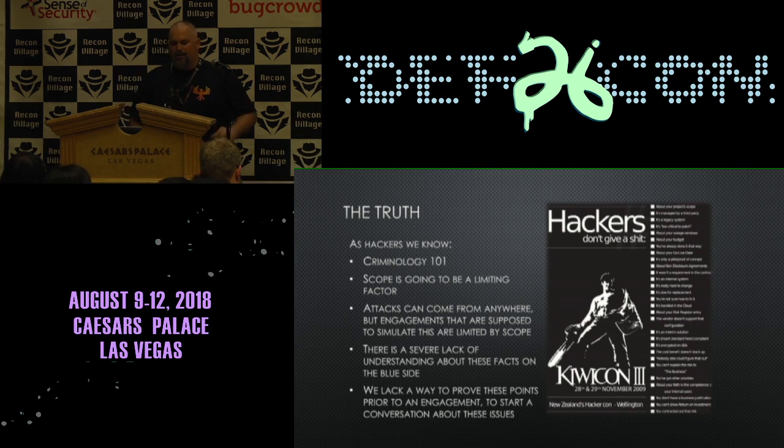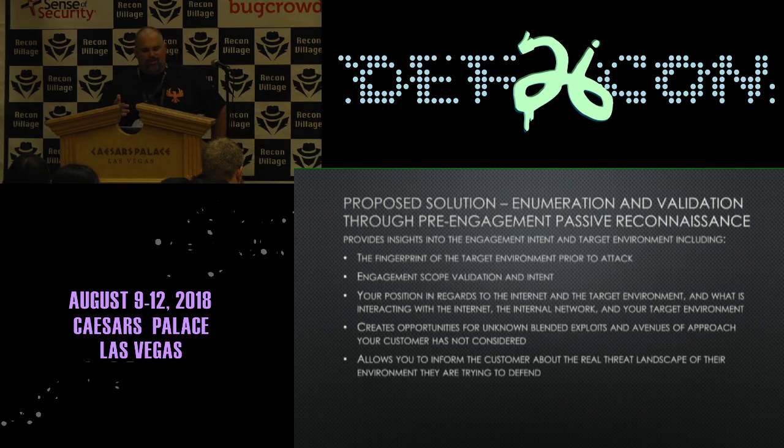Those that are serving the blue team haven't really effectively communicated that. But we also lack a set of tools to be able to provide evidence of why maybe the scope should expand or how it should go, how the engagement should be adjusted. So again, my proposed solution is enumeration validation through that pre-engagement passive reconnaissance.